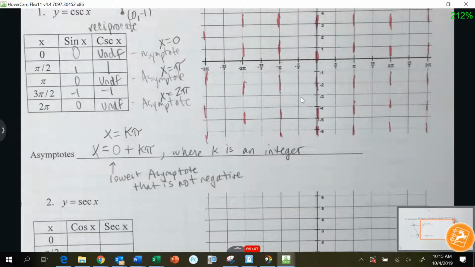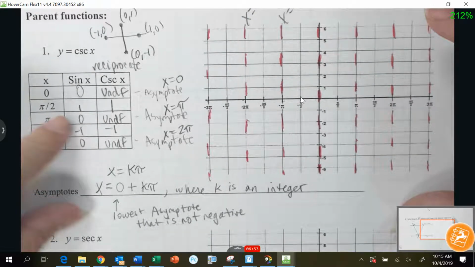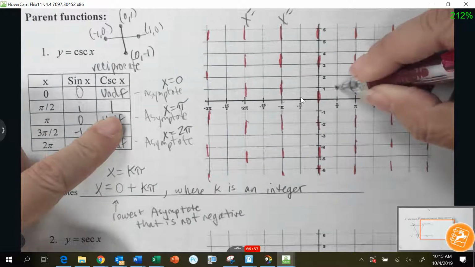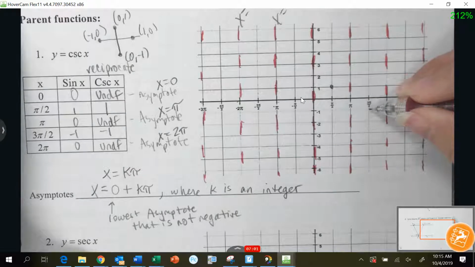Okay, almost done. Now we've got a couple other values to graph. We have pi over 2 is at 1, and we've got 3 pi over 2 is at negative 1.